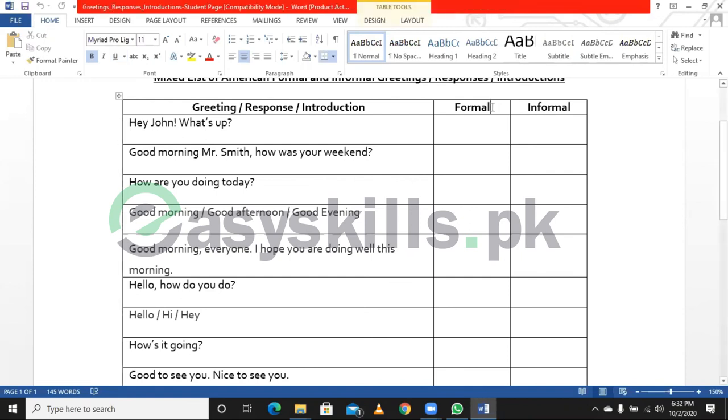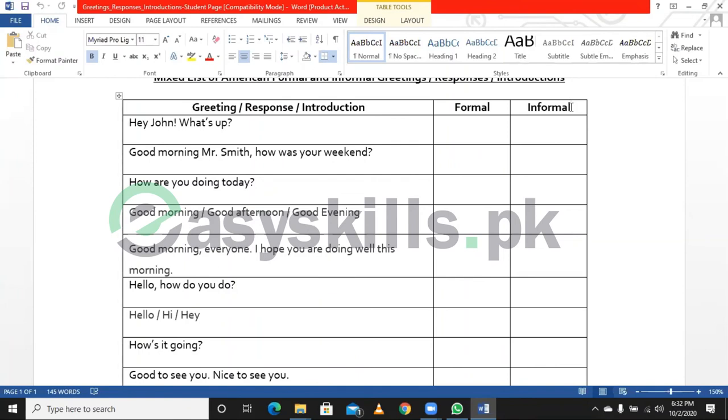It is one of the styles. On the other hand, there is informal. Informal is also one of the styles. When you greet, जब आप किसी से मुलाकात करते हैं, आप formally भी कर सकते हैं, informal भी कर सकते हैं.